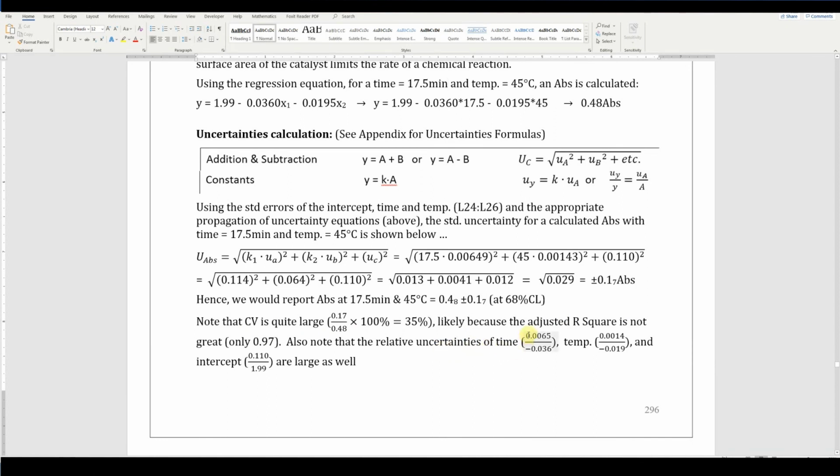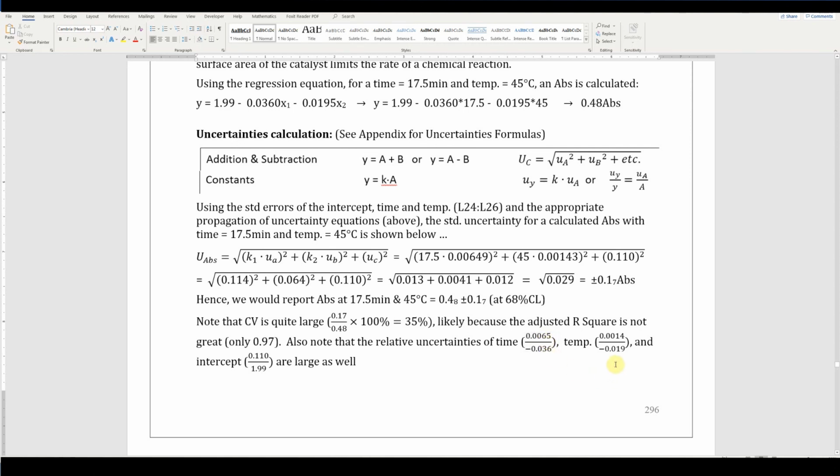This is the uncertainty of the time coefficient divided by the time coefficient. If we move the decimal over 3 places, this numerator is 6.5. The denominator is 36. So 6.5 over 36 multiplied by about 3, now it's out of 100. You can see 6.5 times 3 is going to be an 18 or 19 or 20% variation just in this one term on time.